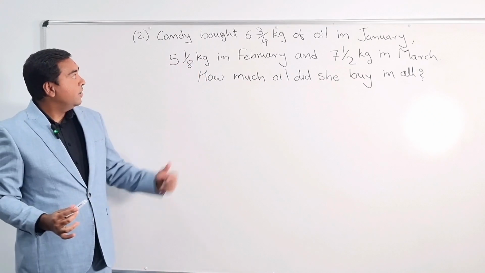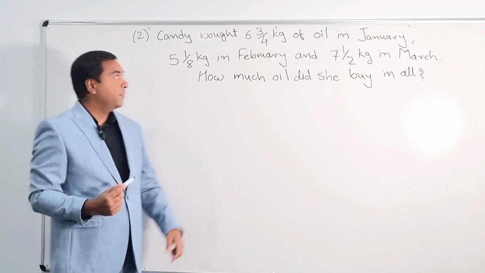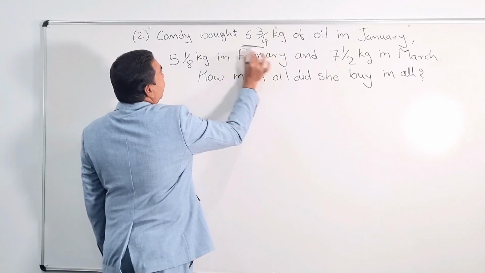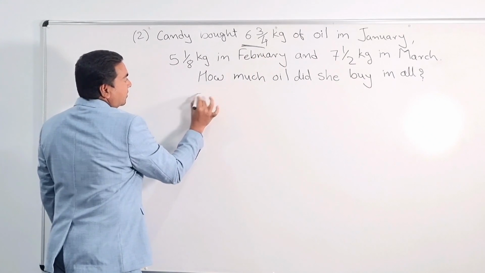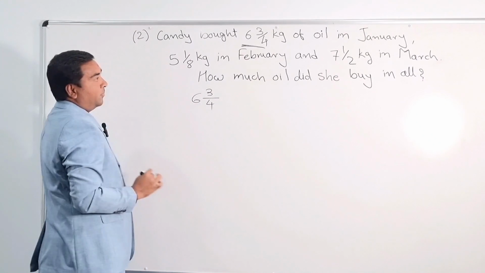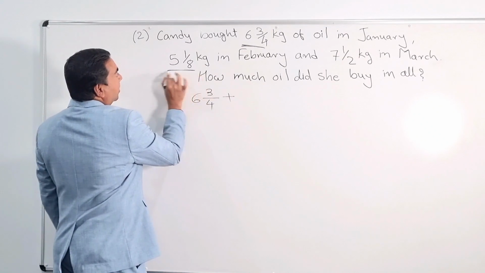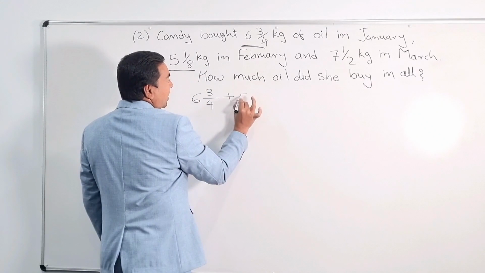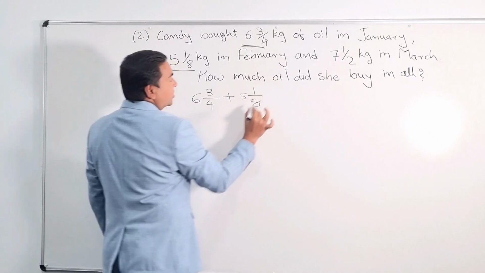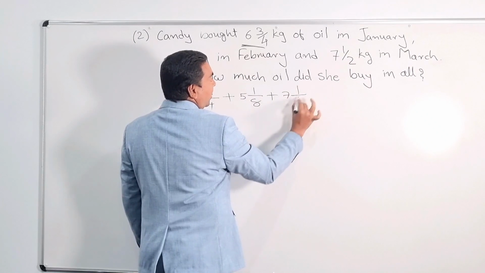So basically, whatever she bought in different months, we're going to just add them. So in January, how much oil is Candy buying, which is 6 whole and 3 upon 4. So 6 3 upon 4, plus, in February, 5 1 upon 8. So I'll be adding that 5 1 upon 8. And in March, 7 1 upon 2. So plus 7 1 upon 2.